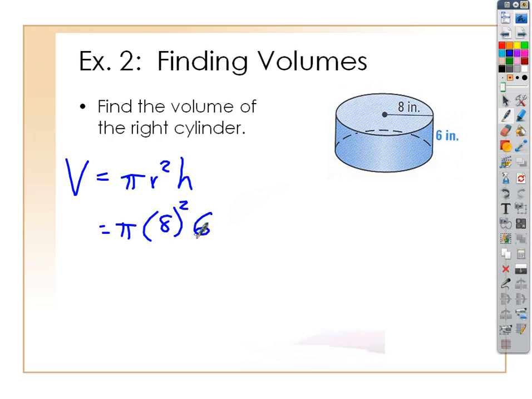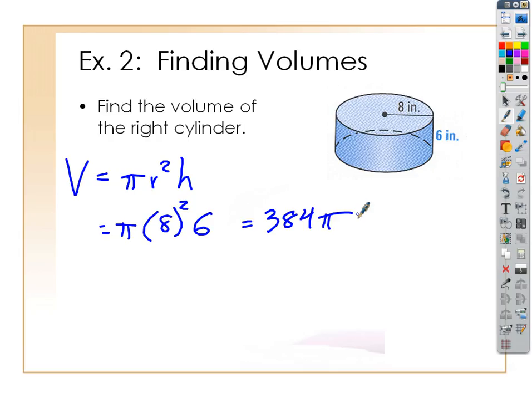Right? So what is that? 64 times 6 is 384. Pi. Okay, and that'd be the best way to write it because that's an exact answer. They're probably going to make it a decimal, but that's going to make it an approximation.